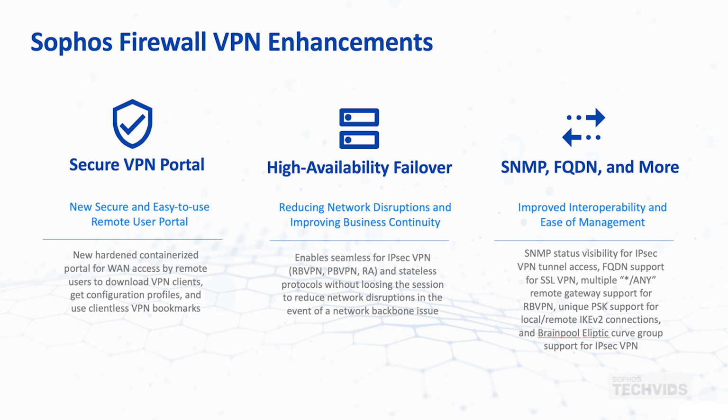Let's get started. Along with multiple stability fixes, we've added an all-new secure VPN portal, high availability of VPN connections across HA failover, and other enhancements like SNMP monitoring for IPsec tunnels, FQDN host support in SSL VPN, a unique pre-shared key or passphrase across the same gateway connection, and more. Let's take a closer look.